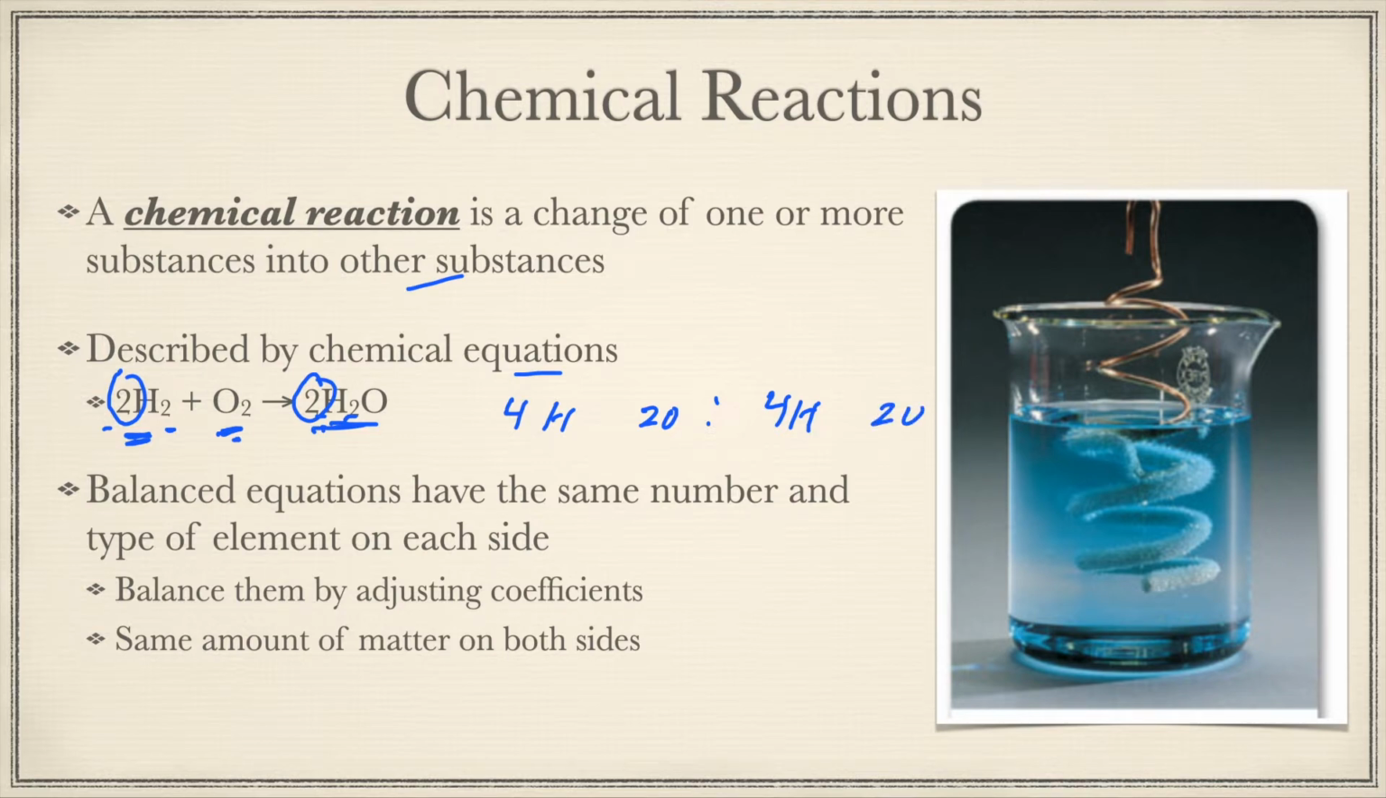Now, you balance chemical equations by adjusting the coefficients, which are the big numbers in front of the compounds or the molecules. So what this ends up having is the same amount of matter on both sides, which helps maintain our law of conservation of mass, which says that you cannot create or destroy matter.